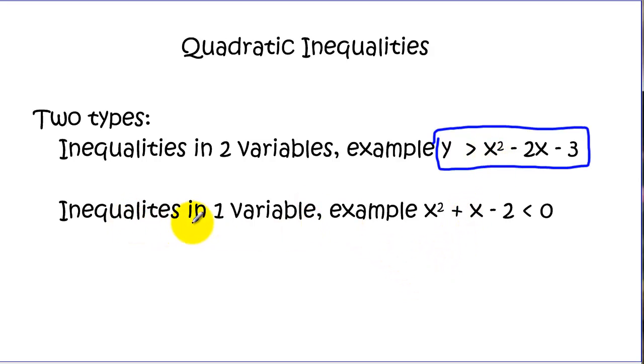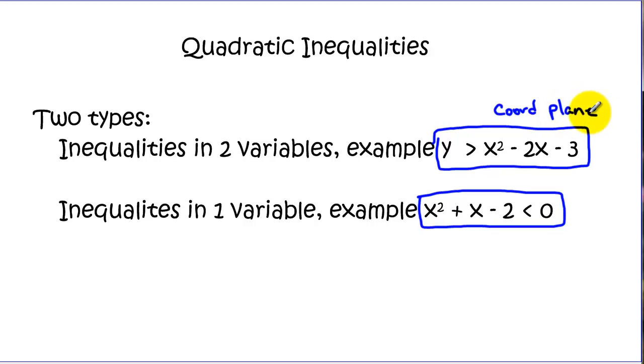And we have inequalities with only one variable that look like this. So we're looking for values of x that make that true. In this one, we're going to show our solutions on a coordinate plane because we have two variables, and on this one we will be using a number line. So let's look at an example of each.